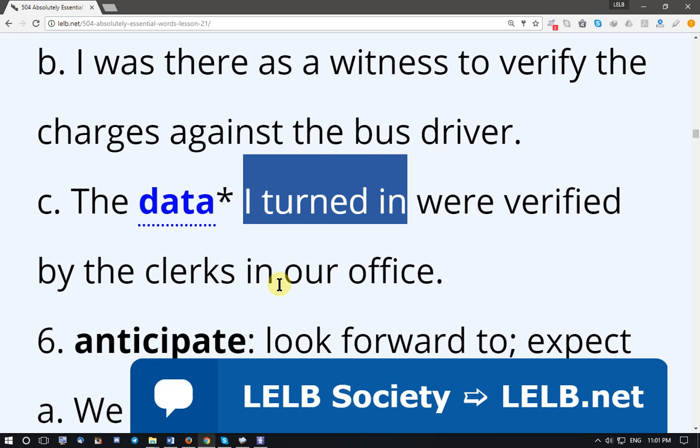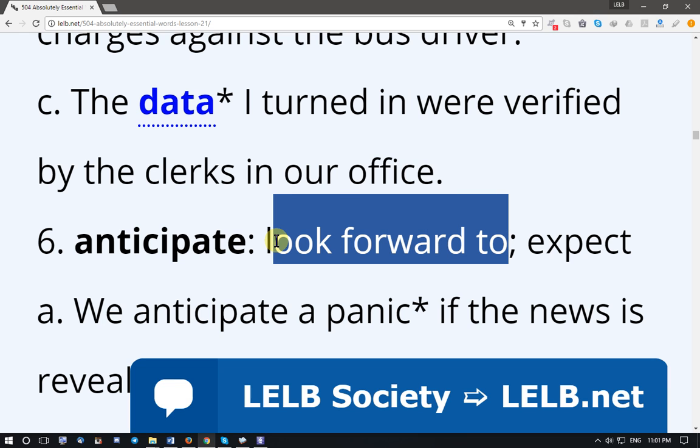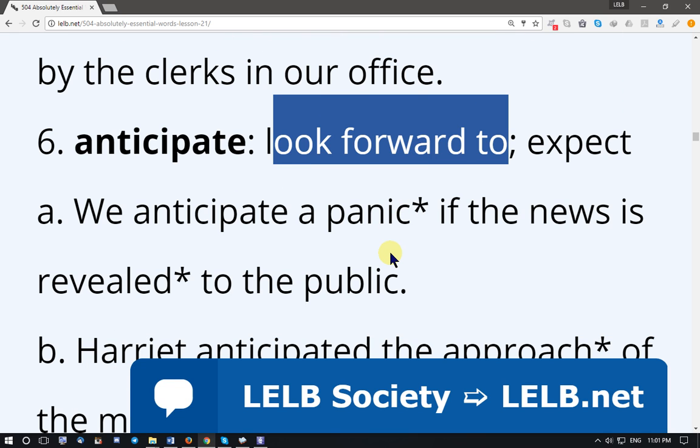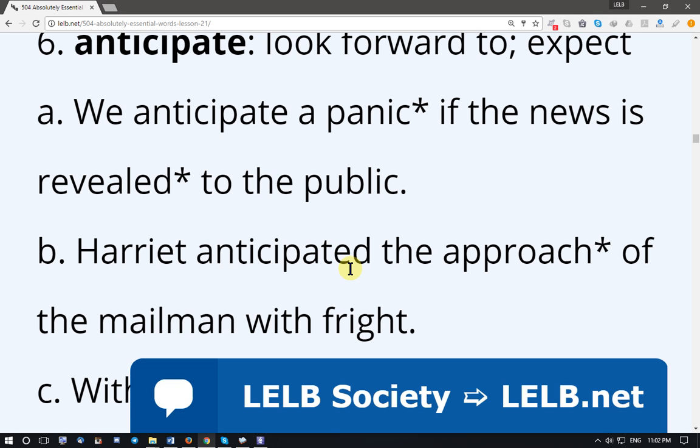So clear. Anticipate means look forward to, means wait for eagerly or enthusiastically. Expect. We anticipate a panic or great fear if the news is revealed to the public, is shown, is displayed, is passed on to. We can expect to receive a lot of turmoil and panic if the news is just spread. Harriet anticipated the approach of the mailman with fright.